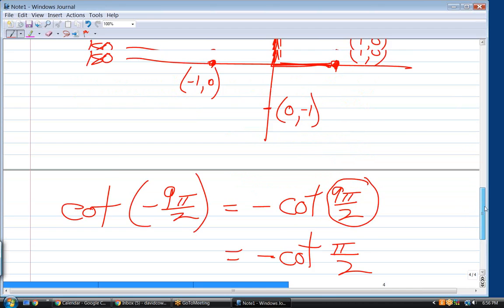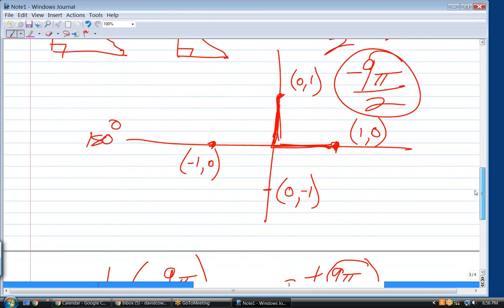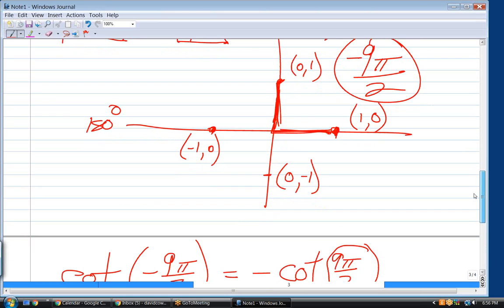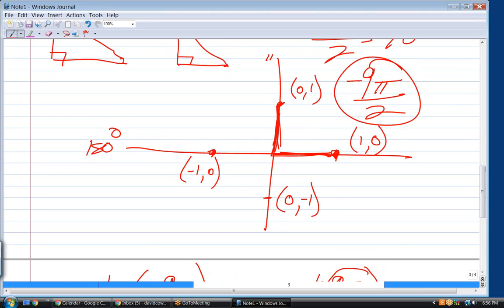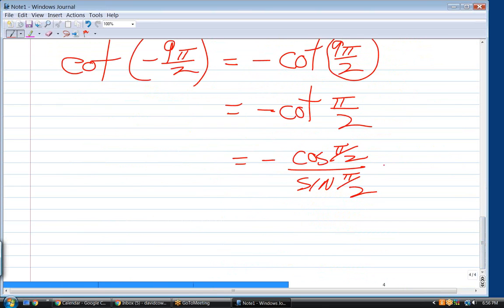Now let's go back to that drawing I made. What's the cosine of pi over 2? This is pi over 2. This is pi. This is 3 pi over 2. And this is 2 pi, if you like. Okay. So pi over 2 is the angle we're talking about. What's its cosine? 0. And what's its sine? 1. So this becomes negative 0 divided by 1, or 0. Yeah, okay. Okay?